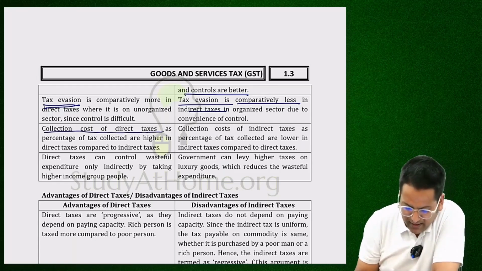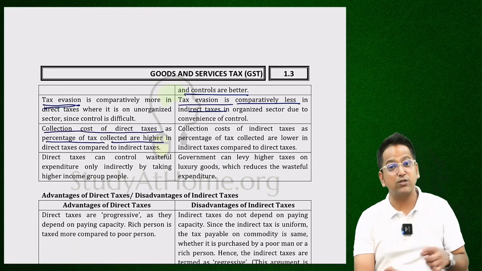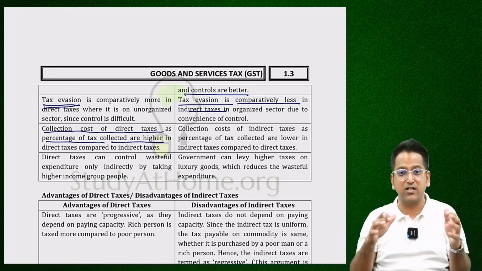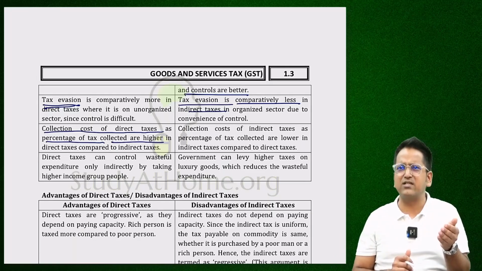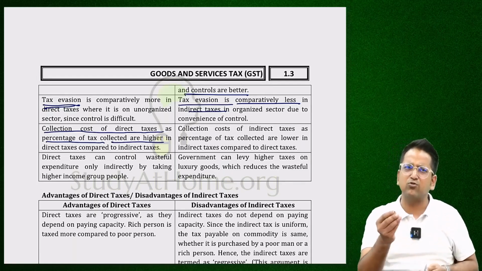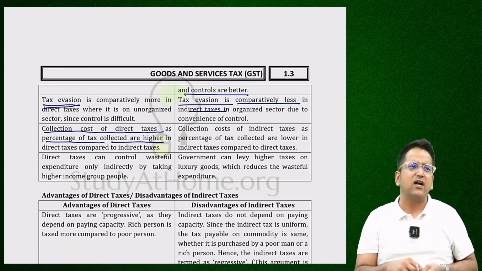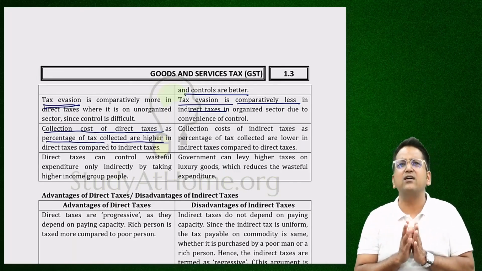The collection cost of direct taxes as a percentage of taxes collected is higher. The administration cost involved in managing direct taxes is very high. Now, you may be asking why this is the situation. Remember, I previously mentioned that more than 8 crore income tax returns are filed, indicating a substantial volume. But if we talk about GST returns, then nearly around 1.13 crore are filed as on date, right? It might change while you watch the video. So 1.13 crore returns are filed.